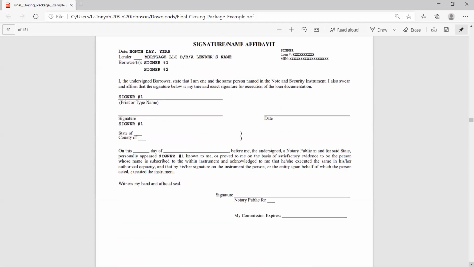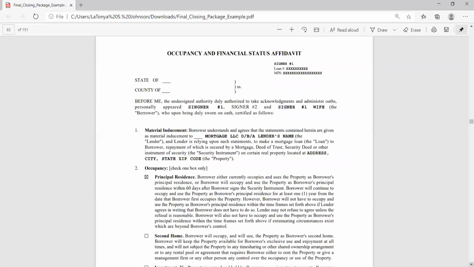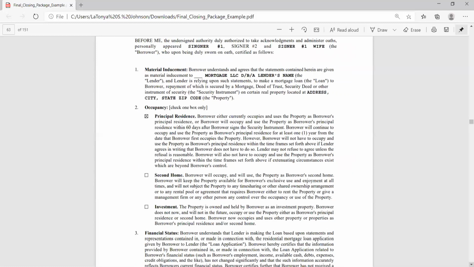This is for signer number 1. Put stickies here for them to sign. Put stickies here to know that you have to stamp this as well. Again, this is the state and county where you are signing the documents.